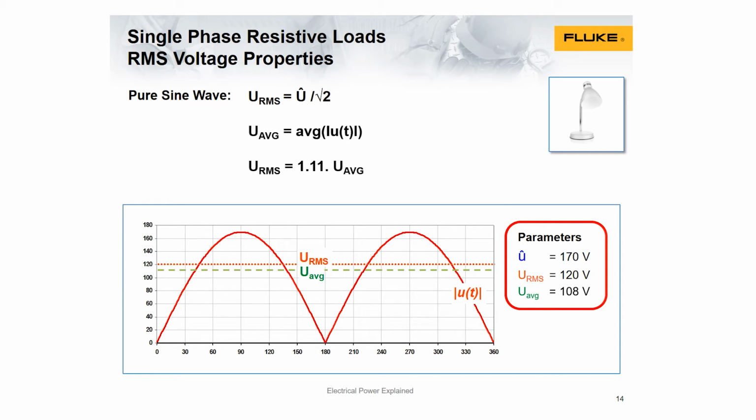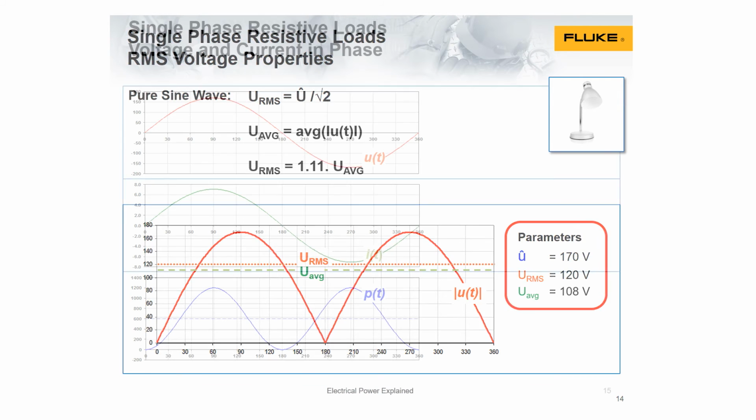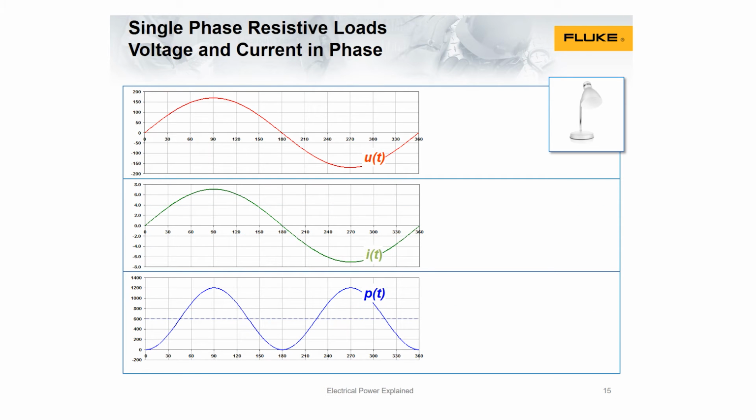Parameters. The two key voltage parameters for a rectified sine wave are the peak and the RMS values. Once again, you use the RMS value to find the power that voltage will develop. Resistive loads, voltage and current in phase.